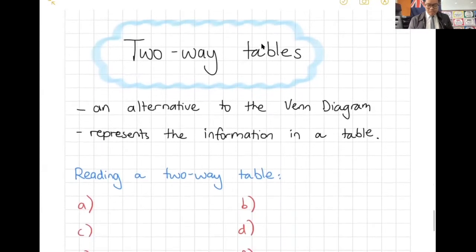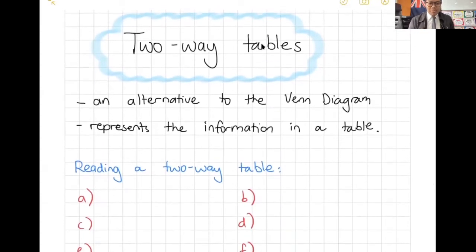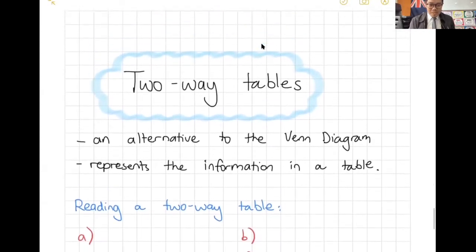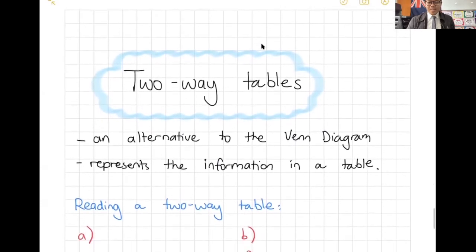So what we're going to do today is talk about two-way tables. Two-way tables is the next part of this topic of probability. What I've written down is that it's an alternative way to the Venn diagram. It's another way to represent the data. Instead of representing it in a rectangle with two circles, we're going to represent the information in a table.